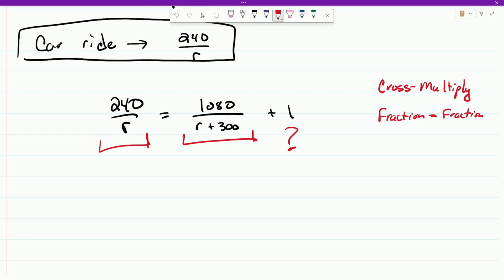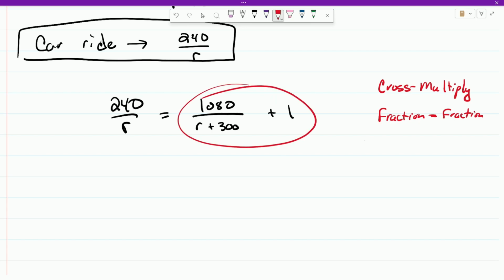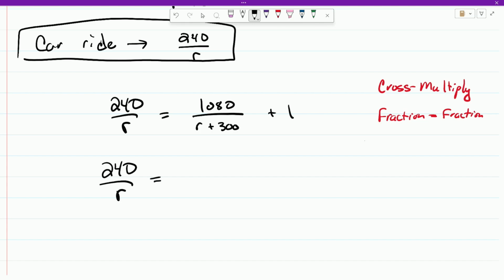Well, the reason why I'm doing this using proportions is because this is a plus 1, and it makes our life a little bit easier. All right, so watch what I do here. If I want to make one fraction out of the right-hand side, I have to add these two things together. And that's exactly what I'm going to do. So underneath, I'm going to write 240 over r equals 1080 over r plus 300 plus r plus 300 over r plus 300. Because notice, that's 1.